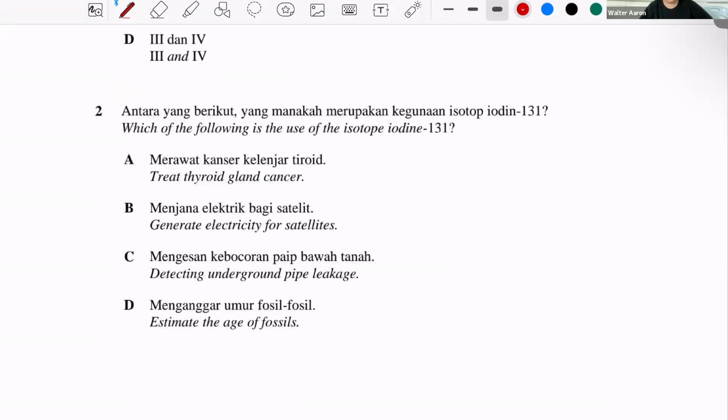For number 2, which of the following is a use of the isotope iodine-131? Usually iodine-131 is associated with your thyroid gland. So I think the answer for number 2 here is very clear. The answer is A. It's used to treat thyroid gland cancer.